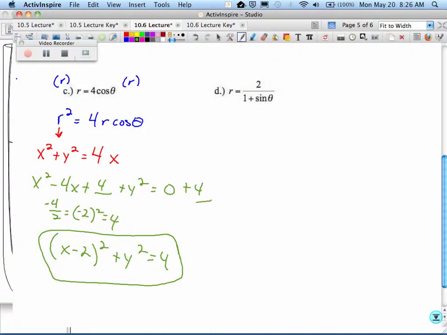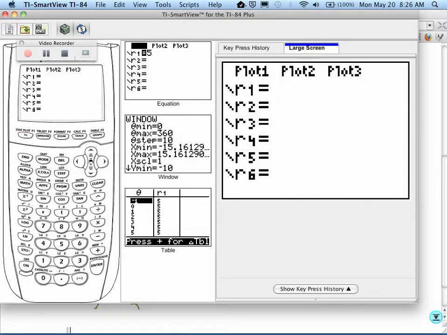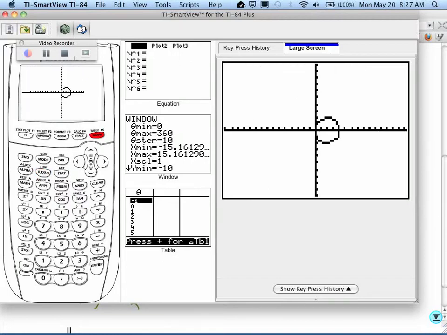Now how can we check that? Well, let's go back to this 4 cosine of theta. I'm in 4 cosine. When I hit the variable button, I'm in polar mode, so it puts the theta in there. Does that look like a circle shifted to the right 2 with radius 2? Yes. So that's what it is.